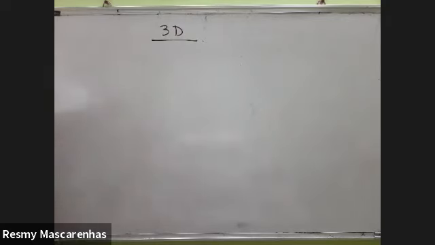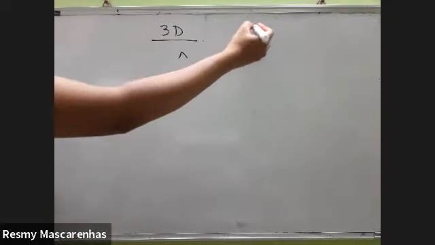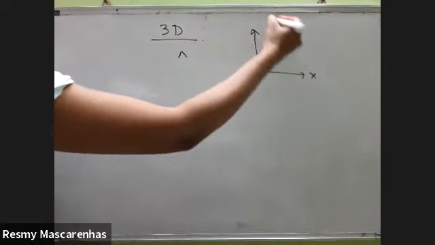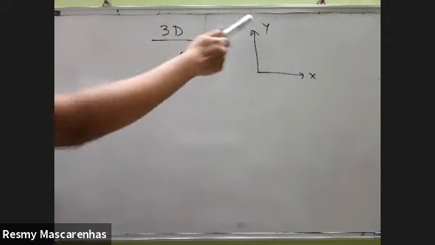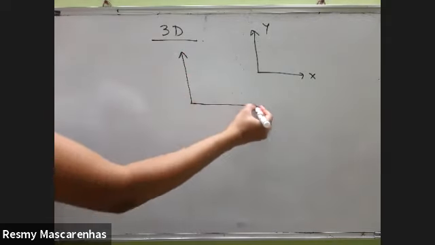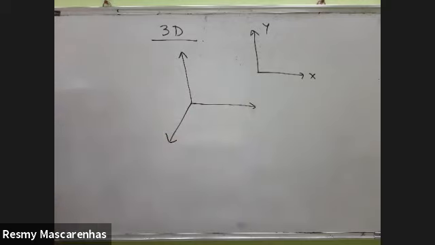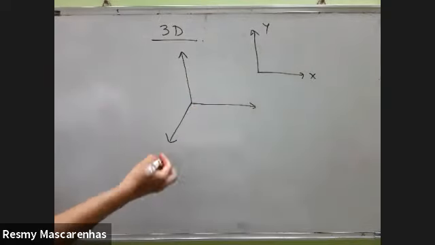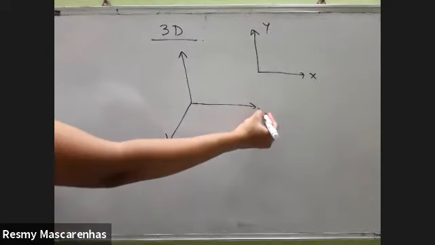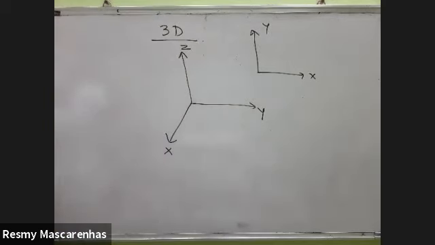So in three-dimensional geometry, till now we have done 2D, which has the x-axis and y-axis. So this was 2 dimensions. Whenever 3 dimensions are involved, there will be 3 axes. Usually we write x, y, but now in 3D this will be x, this will be y, and this will be z. So this will be the origin.